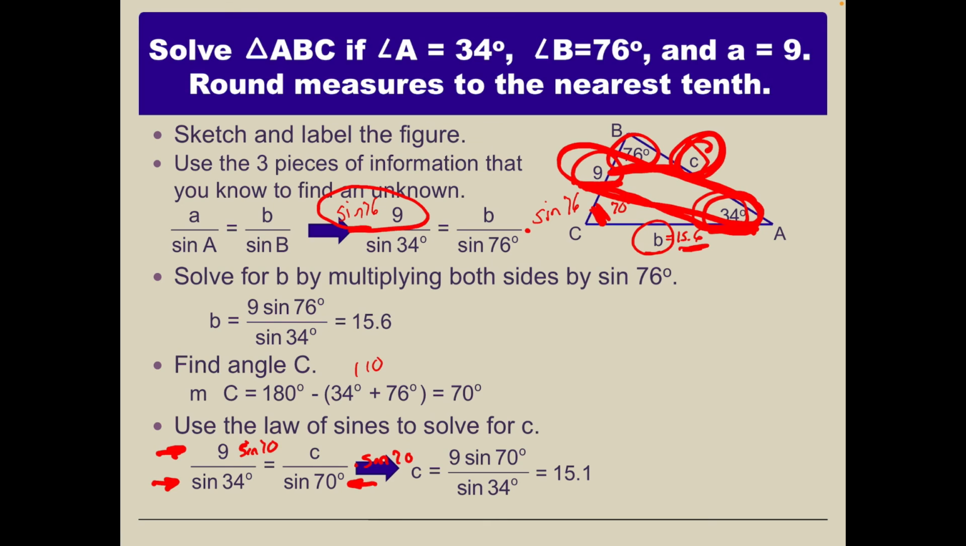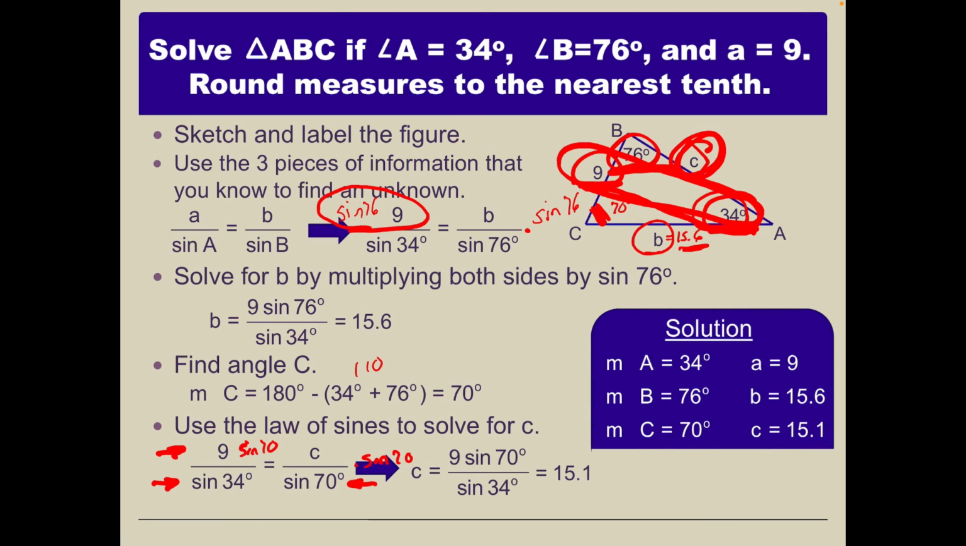And so we have solved that triangle. We found side b, we found angle C, and we found side c. So we found the three missing parts.